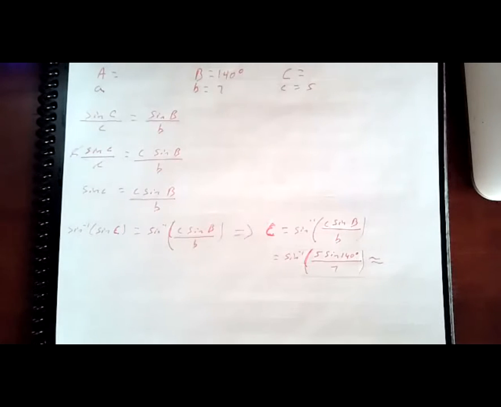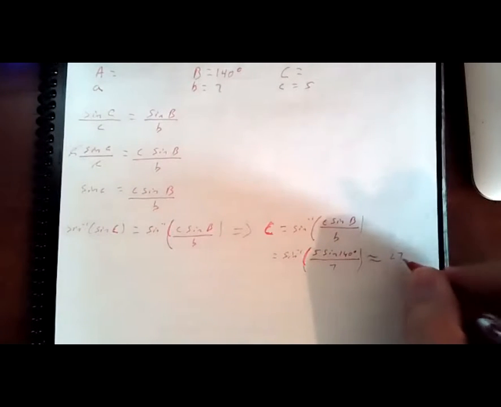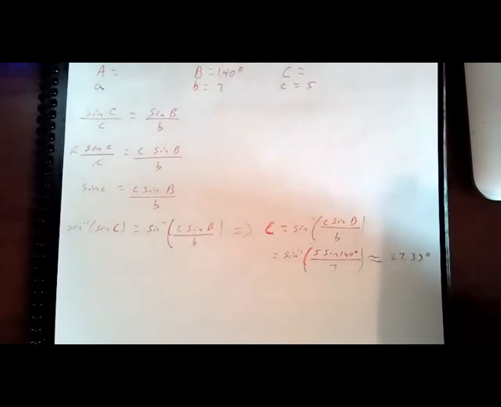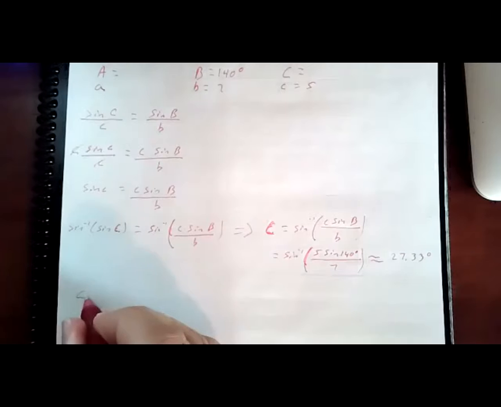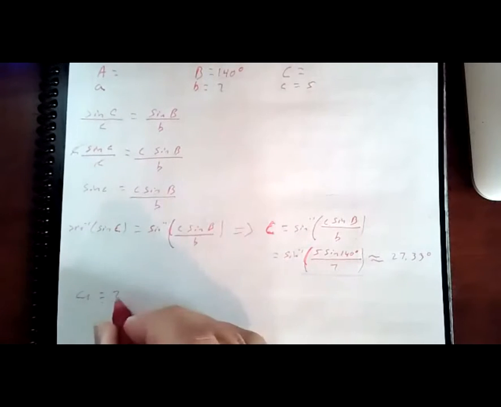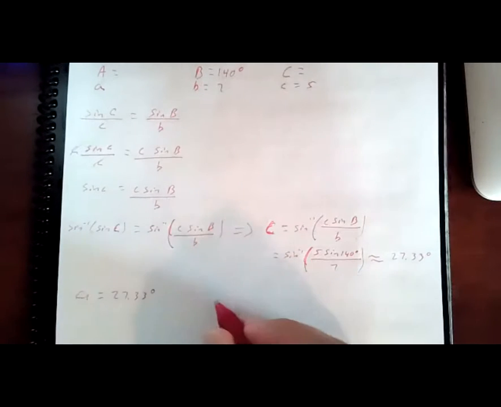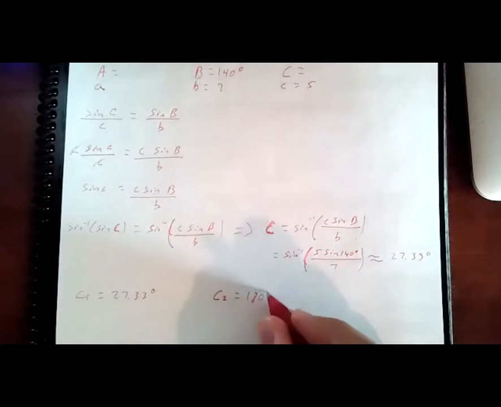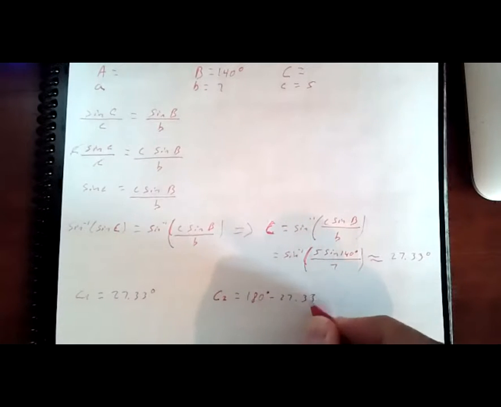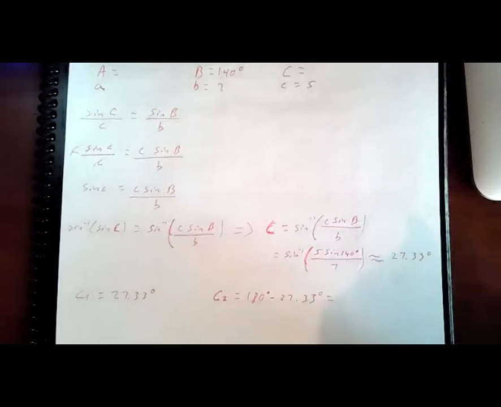27.33 degrees. So this is, we're going to call it C1, right? So C1 is equal to 27.33 degrees. Now, there's a possibility that there's another C if there's a second triangle, but we've got to test it. So use the coterminal side to find that angle, and then you check: is it too big? Does it work? So 180 minus 27 will give me the other angle.